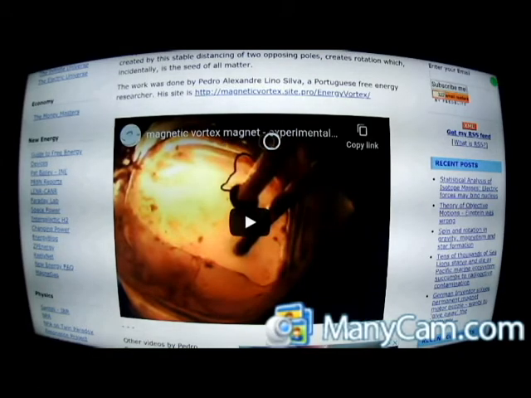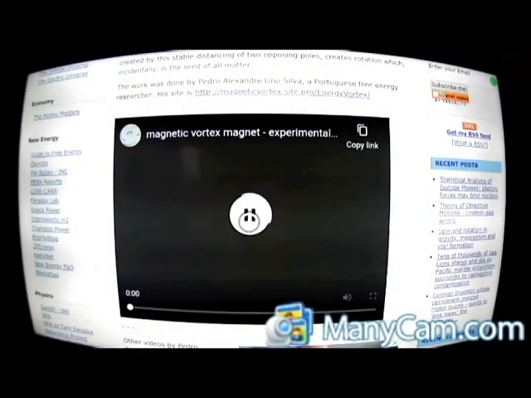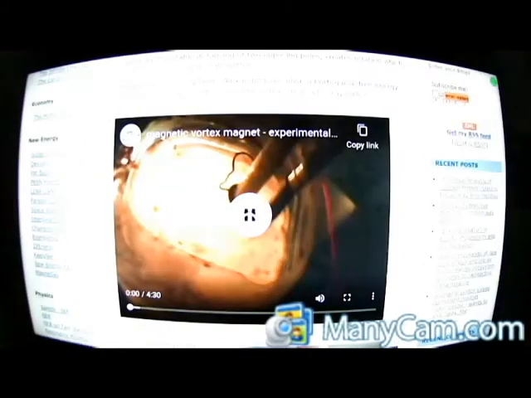And right there, there is a video, said magnetic vortex experimental proof, and I'm going to click on the video.